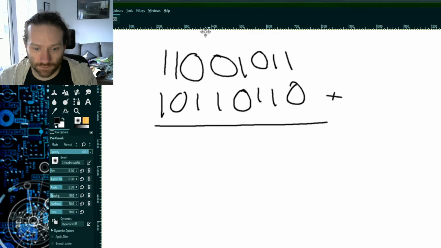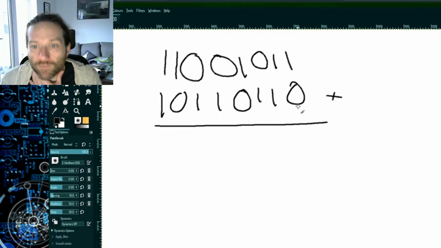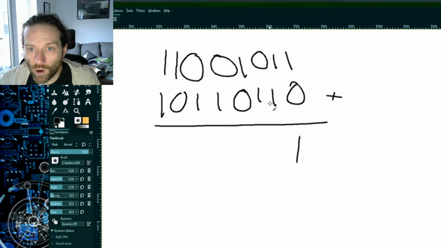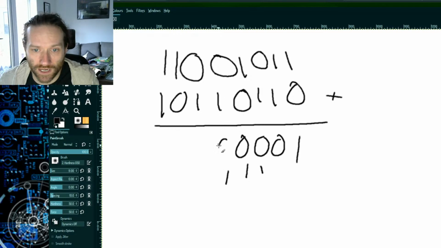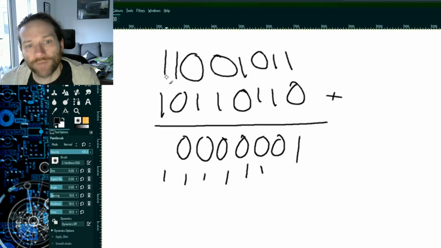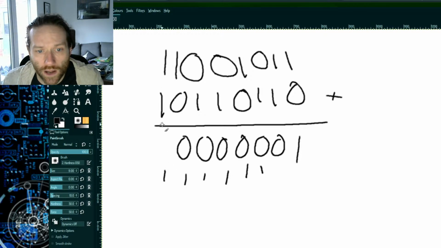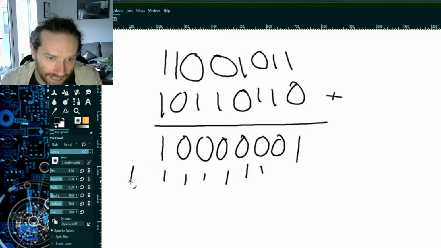So we have here 1 plus 0 is 1. 1 plus 1 is 0 and carry 1. 0 plus 1 plus this carried 1 is 0 and carry 1. 1 plus 1 here is 0 and carry 1. 1 plus 1 here is 0 and carry 1. 1 plus 1 here is 0 and carry 1. And 1 plus 1 here is 0 and carry 1. And then finally, 1 plus 1 plus 1 is 1 and carry 1.